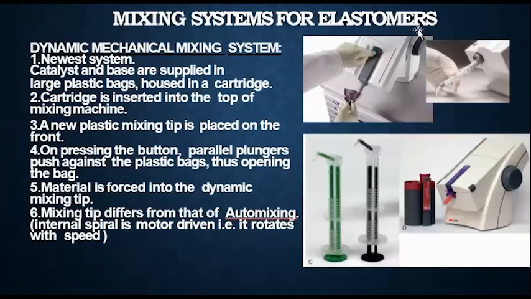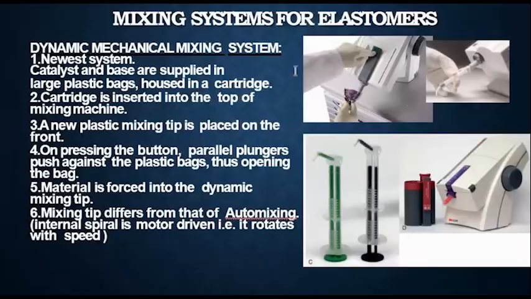So, the mixing systems for elastomers. This is a dynamic mixing system, which is the newest system. Here the catalyst and base are supplied in large plastic bags. You can see the cartridge is inserted into the top of the mixing machine. On pressing the button, the parallel plungers push against the plastic bags, thus opening the bag. The material is forced into the dynamic mixing tip. The advantage of this is more homogeneous, uniform mixing.